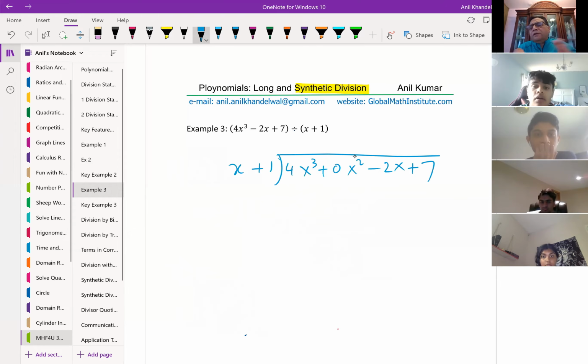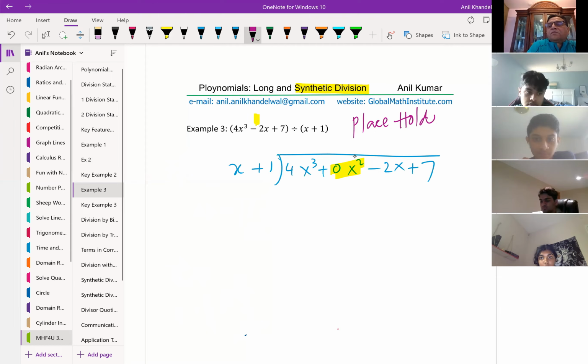Now this is a very important step. We have something which was missing, 0x squared, right? That x squared term was missing. We call this a placeholder. Why is it important? Because I have a binomial, right? So when I'm dividing by a binomial, I will involve two terms, right? If I write minus 2x directly under, it will mismatch because I have an x squared term.